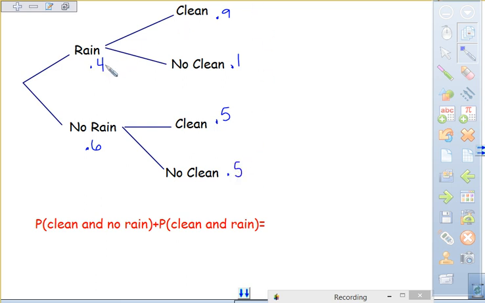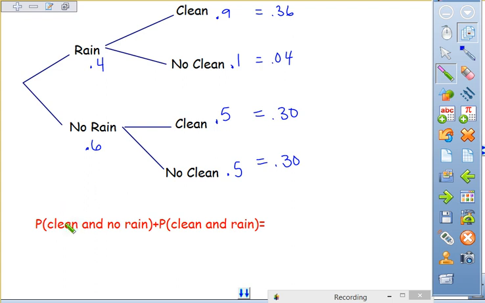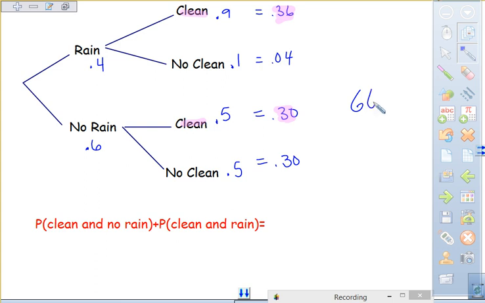So if I look at my outcome, if it's raining and I clean, there's a 36% chance of that happening. Raining and not cleaning is a 4% chance. Not raining and cleaning is a 30% chance. Not raining and not cleaning is also a 30% chance. We want the probability that we are going to clean. So I see cleaning here and here, so we want to add the 36 and the 30 together, and that's how we get our 66% chance of us cleaning. So we're going to clean whether it rains or it doesn't, so those are the numbers that we are going to use.